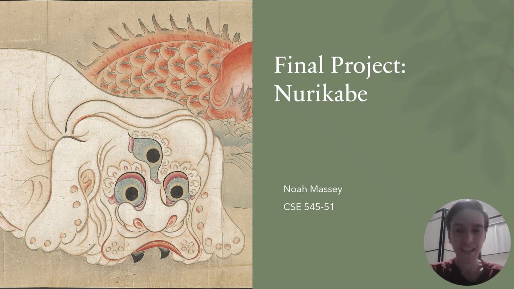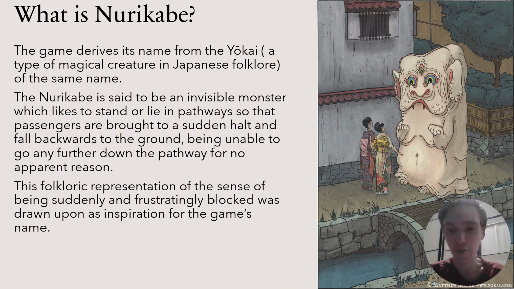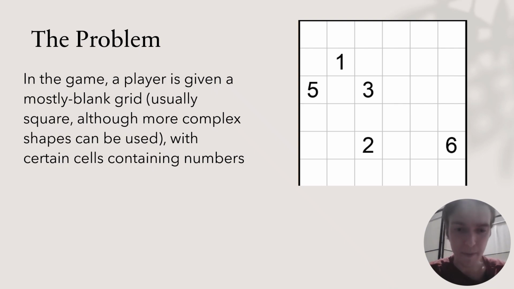My name is Massey, and for the final project, I chose to create a program that would solve the Nurikabe problem. Now, the Nurikabe problem is a game that gets its name from a creature in Japanese folklore that is said to stand or sit or lie in pathways, and that's an invisible creature. People try to get to the other end of the path, they bump up against it, they can no longer proceed. And this sense of suddenly, inexplicably being unable to proceed down a path was used as inspiration for the name of this game, and you'll see why in a moment.